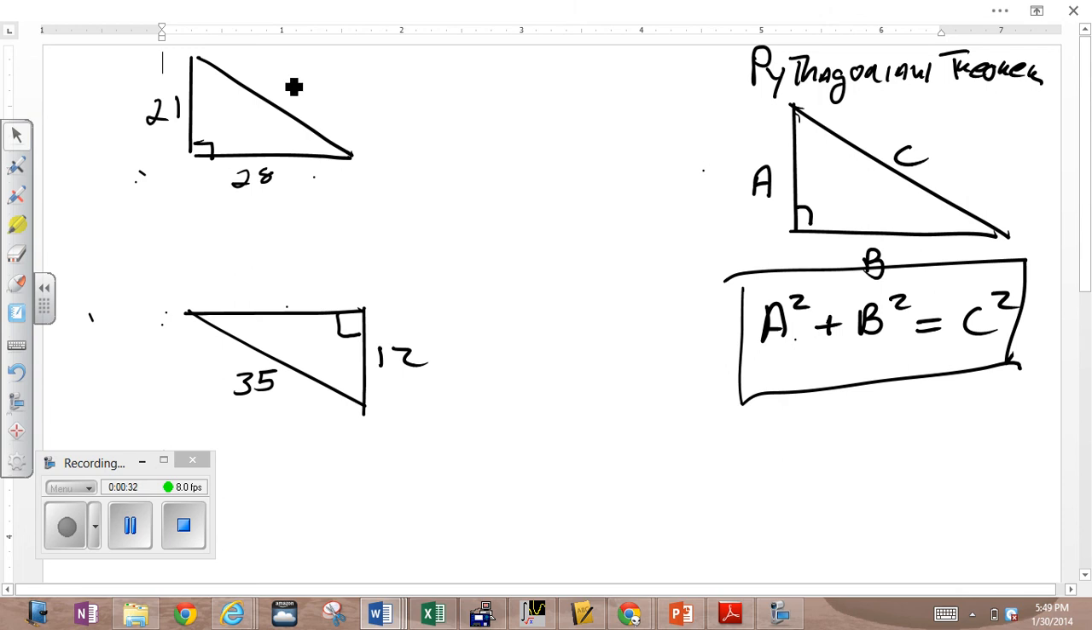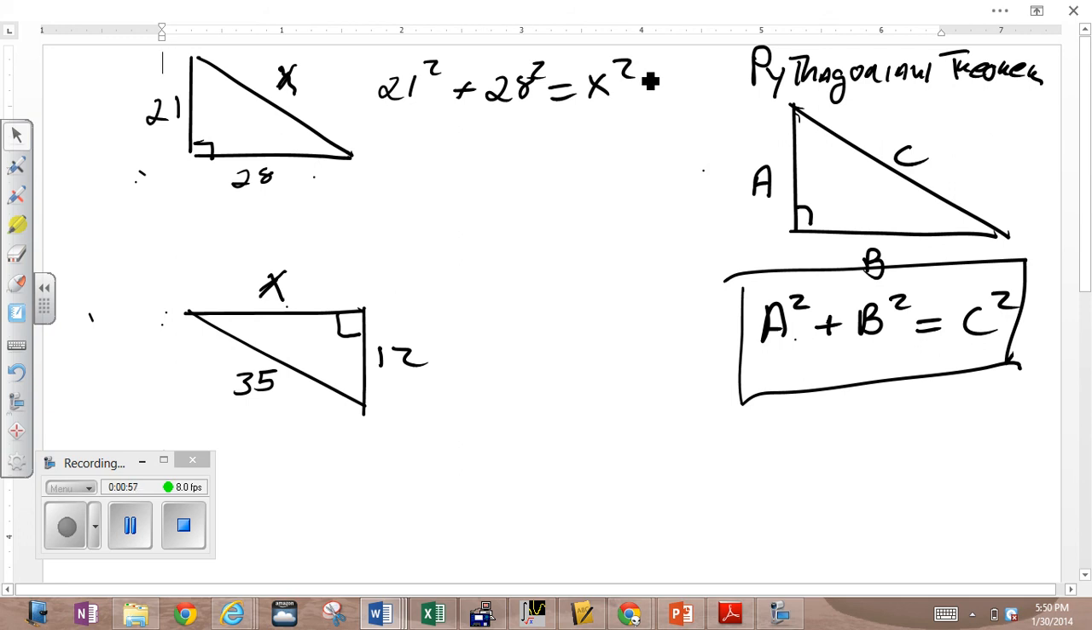The unknown side is going to be filled in with a variable, we'll call it x. And down here the unknown side will also be filled in with the variable x. All right, set up the equation. Side squared, 21 squared, plus the other side squared, 28 squared, is equal to x squared.